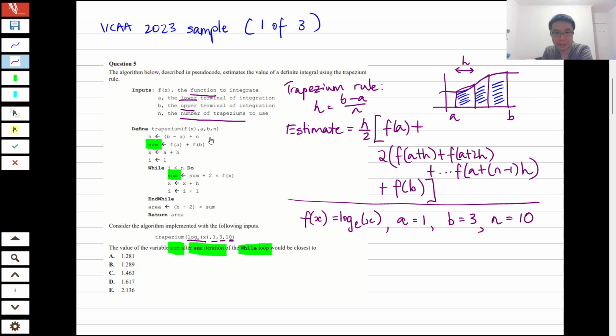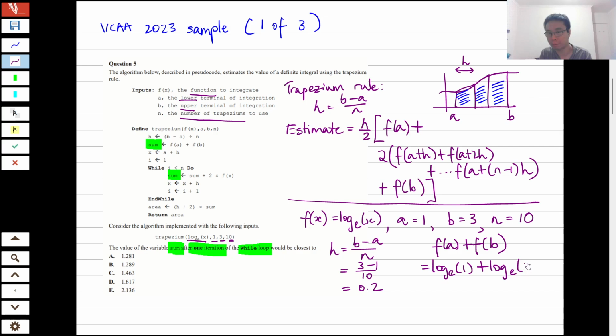So what happens in the first line? First, we calculate h. So that is b minus a divided by n. Notice that they've used computer syntax here rather than mathematical notation, because this is pseudocode. Alright, so this is 3 minus 1 over 10, which is 0.2. Next, we store the value f of a plus f of b in the variable sum. So f of a plus f of b is just going to be log of 1 plus log of 3.